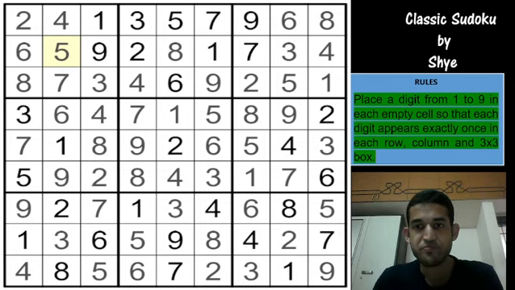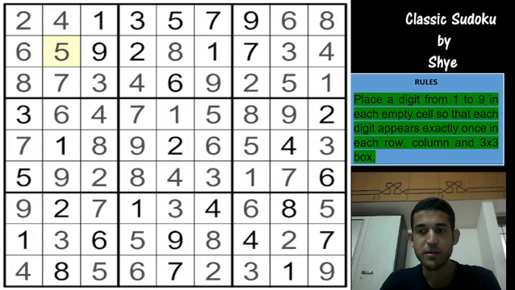So an excellent Sudoku. Please do let us know how you solve this Sudoku. We'd be happy to know it from you.